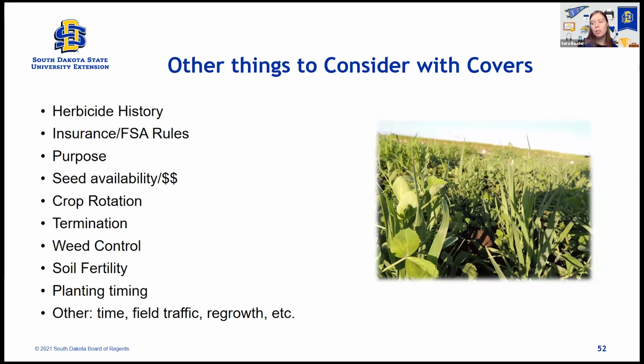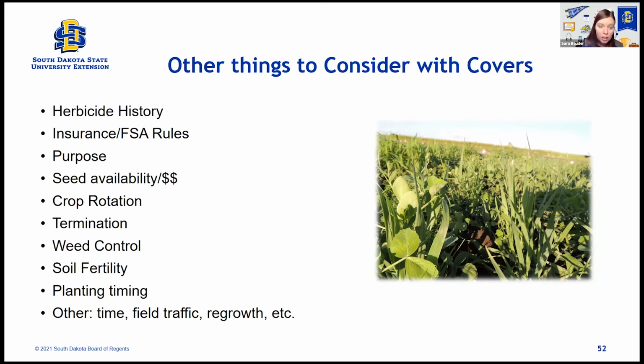Things like Flexstar, for example, a lot of those soybean herbicides in that family have very long restrictions, like 18-month restrictions on some of our cool season grasses. So that's just one example that gets overlooked quite a bit. Insurance, FSA, NRCS, any of those policies and programs that you're involved in, make sure that you're checking with them if that's something you're using when you're planting cover crops.